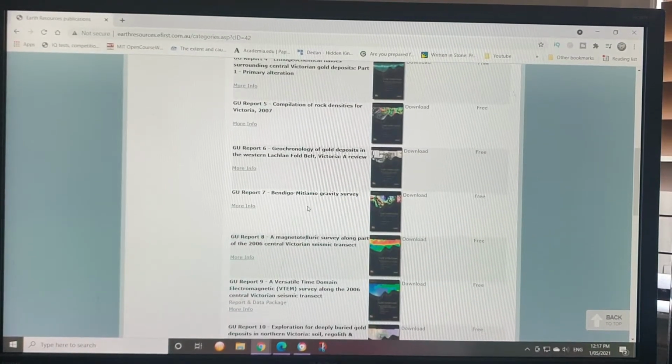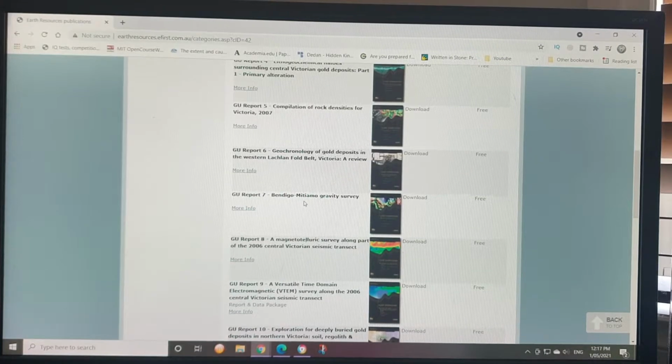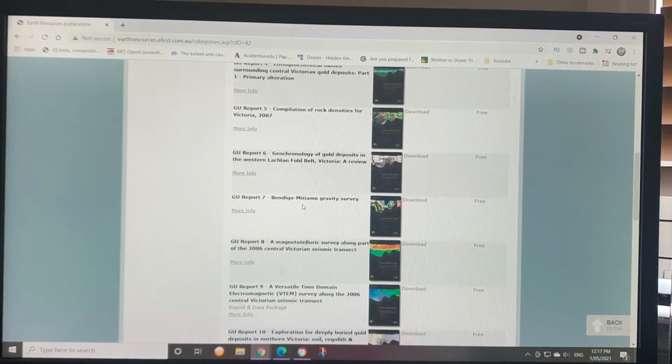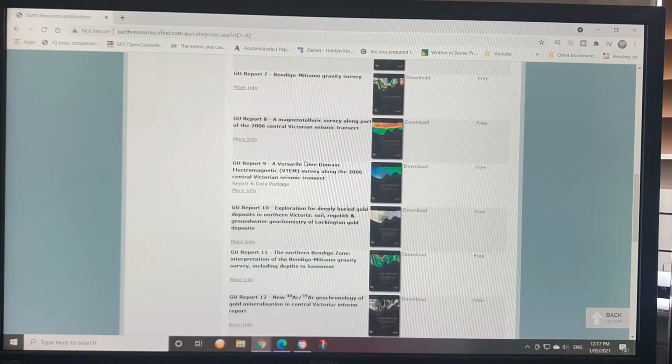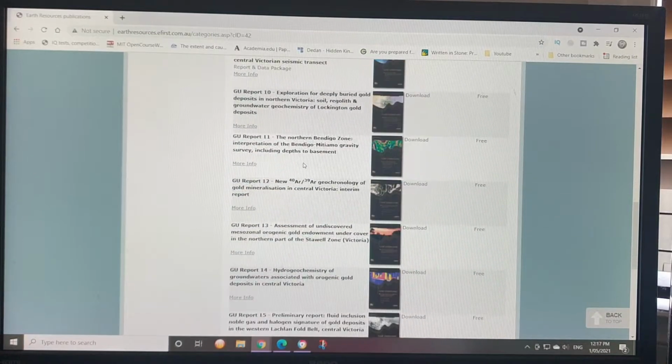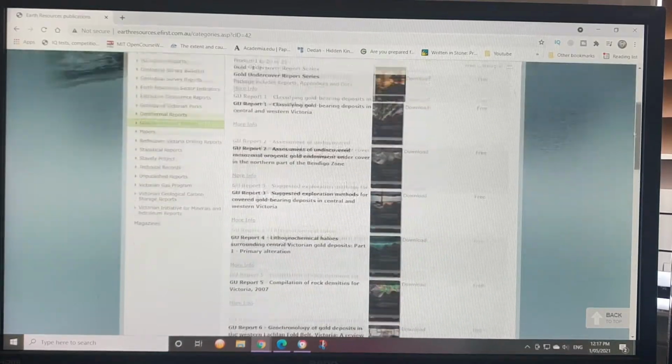But I'm actually not that interested in going out looking for gold. I'm more interested in how gold is formed as an ore deposit, and how it is eroded and transported, so deposited in areas like deep leads. And so they're all the reports.